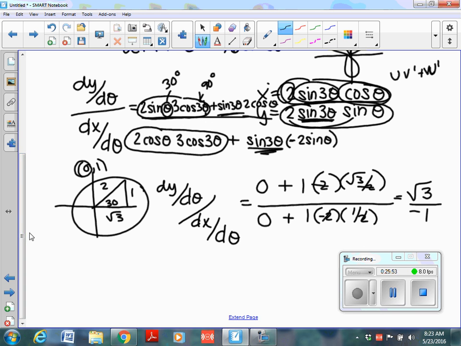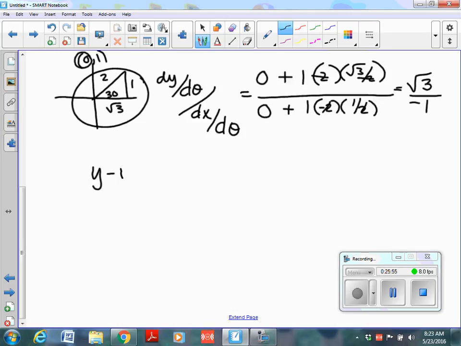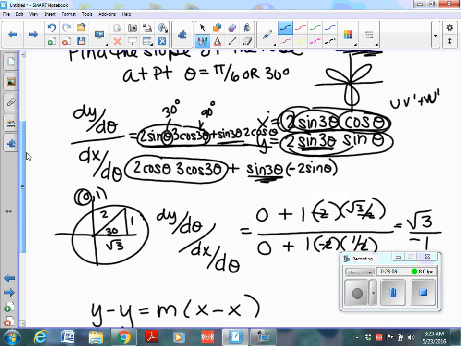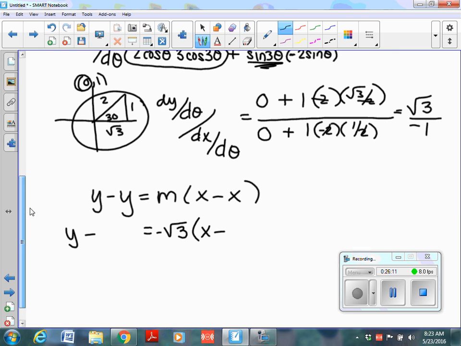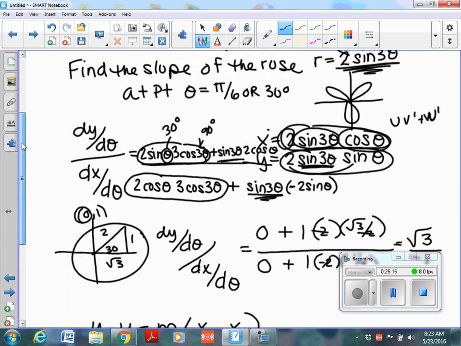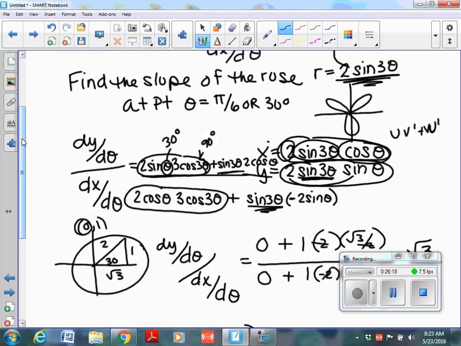But I'm going to find the equation. So I'm going to do this y minus y equals m times x minus x that we've been doing forever. In place of m, I'm going to put a negative square root of 3. And then I'm going to put in place of my x and my y. As you can see, theta is equal to pi over 6. That's not the answer for my x and my y. The answer for my x and y is up here. Right here, the answer to my x and y is hiding.